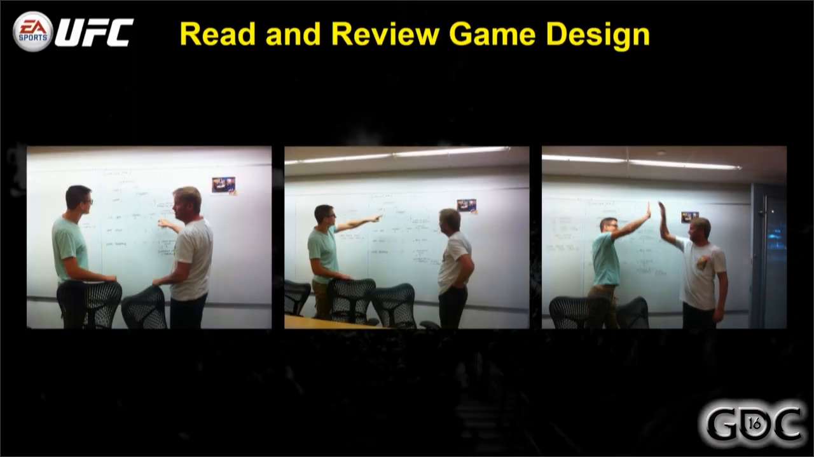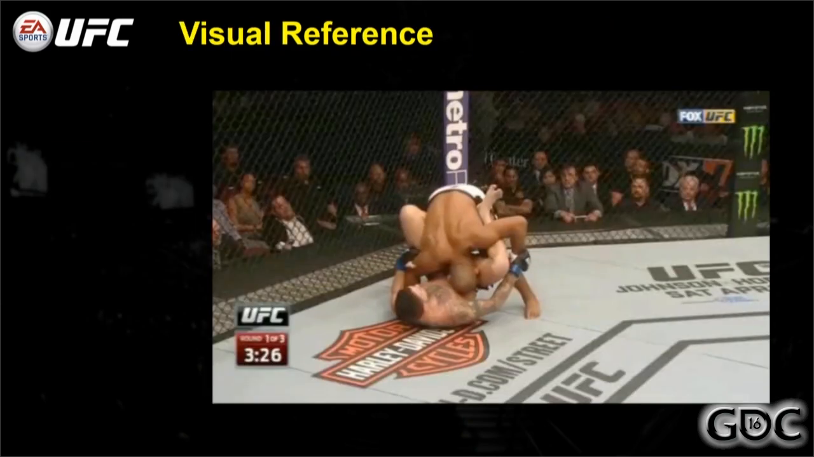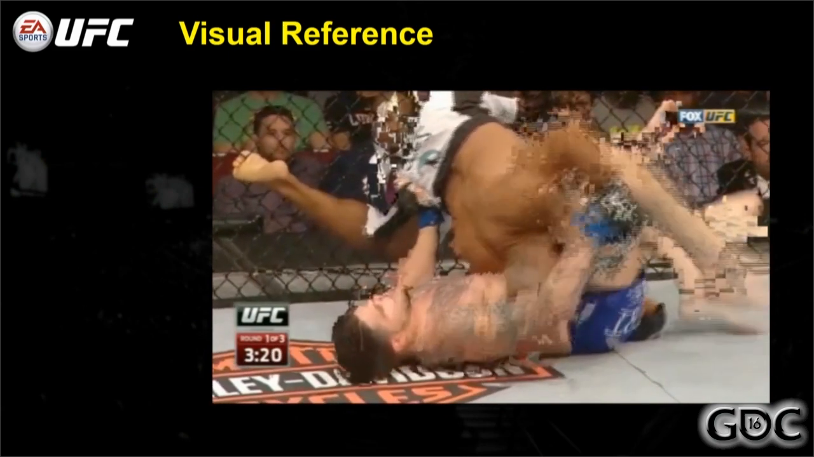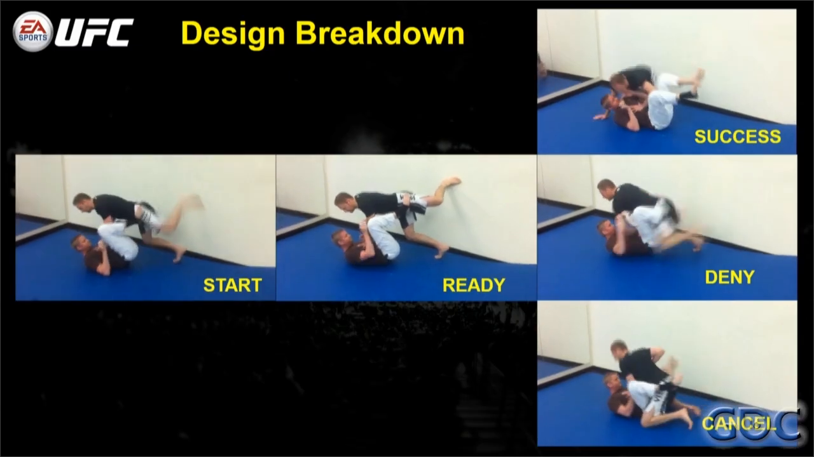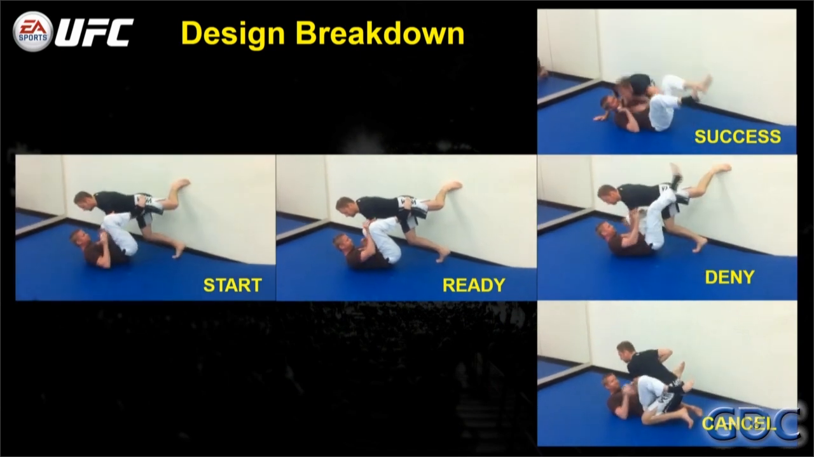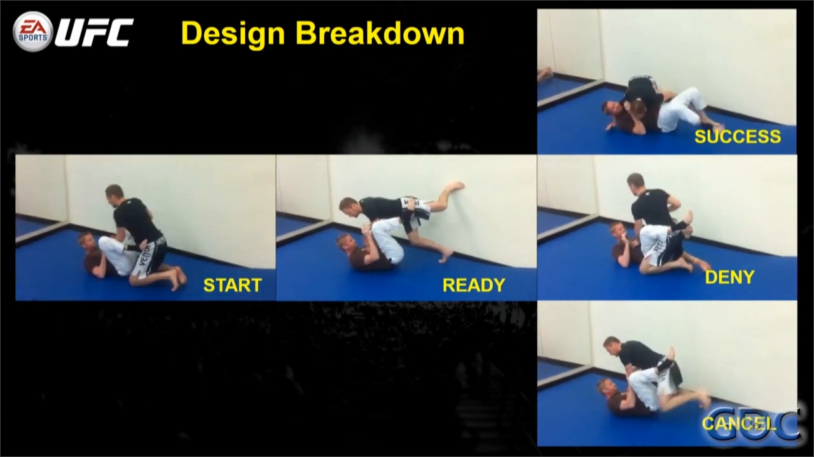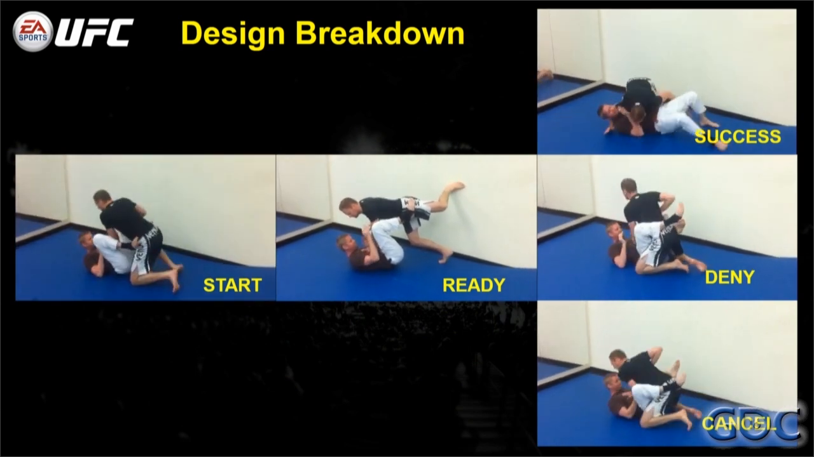I'd meet with Liam Miller, our lead game designer, and we'd break down that feature and see what he had in mind. Next, I would collect any visual reference that would help solidify this feature in my mind and make sure that I was on the same page as everybody else. And then what we'd do often is either use a piece of paper or using a camera, we'd go in and we would break down the individual parts of that feature.